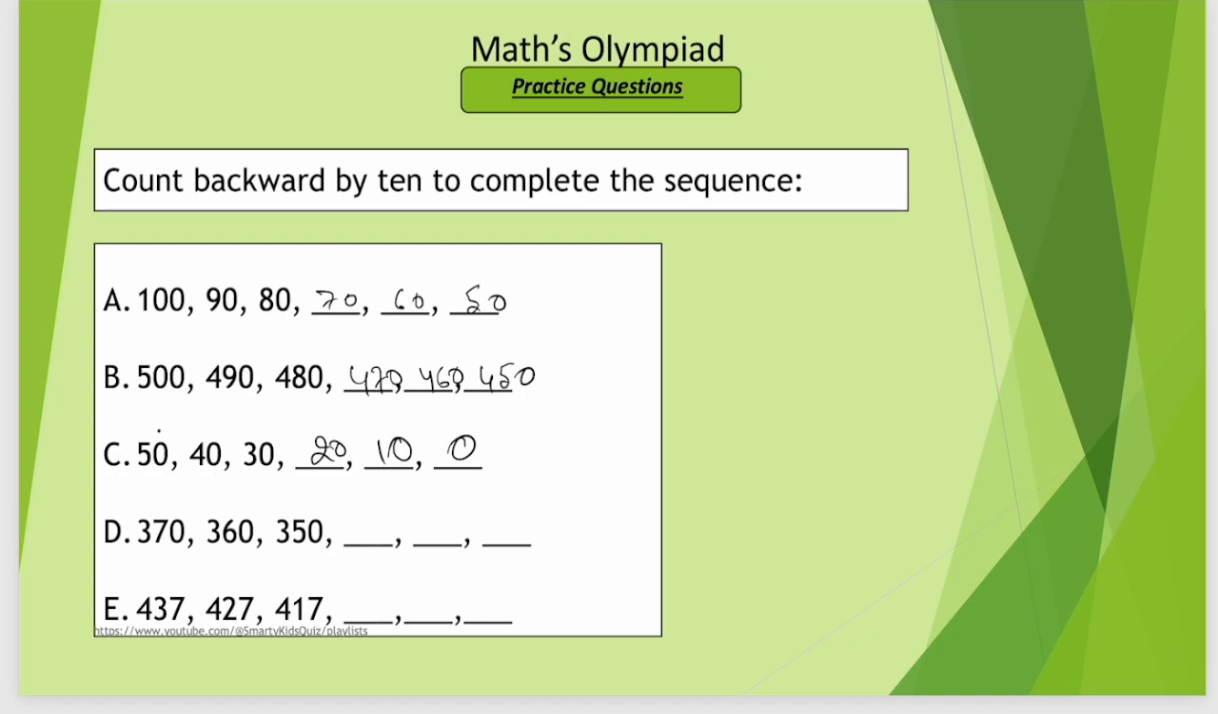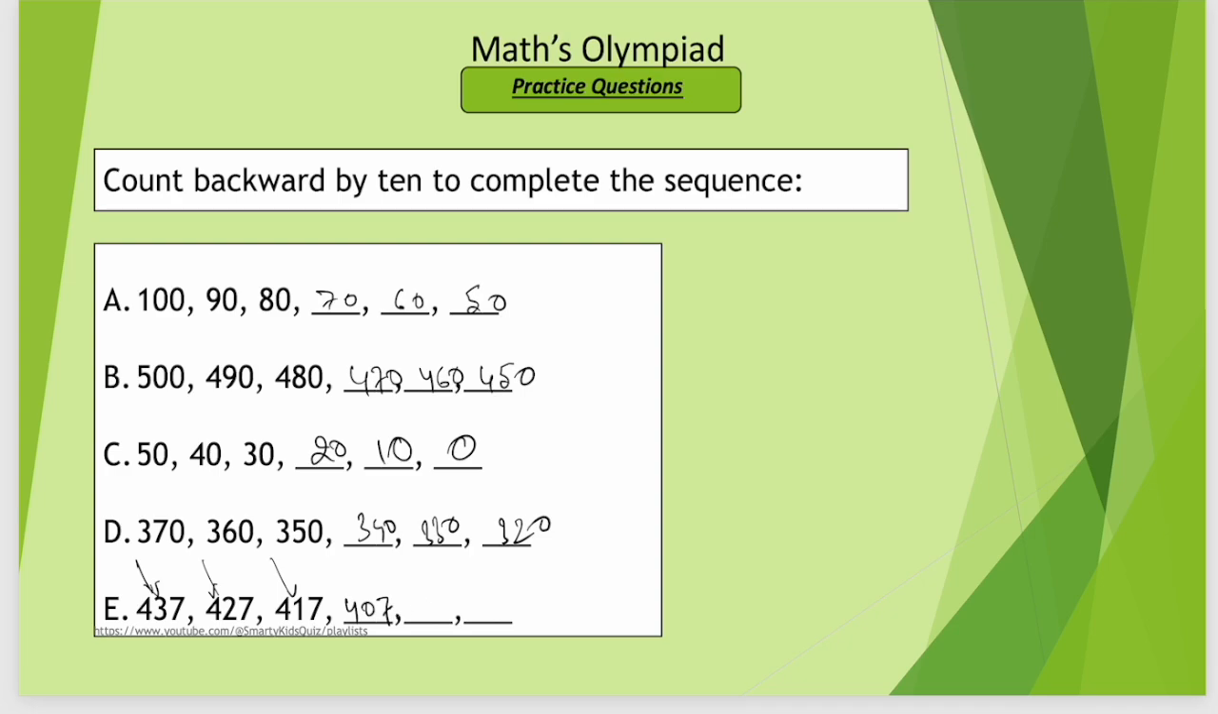It is like descending order. 370, 360, 350. Right? What will come next? 340, 330, 320. Okay. Now again 37, 27, 17. Why? Because at the hundreds place it is fixed. At the hundreds place it is 4, 4, 4. What is changing? 37, 27, 17. Right? It is going down by 10. So I can write 407 here because it is going down by 10.